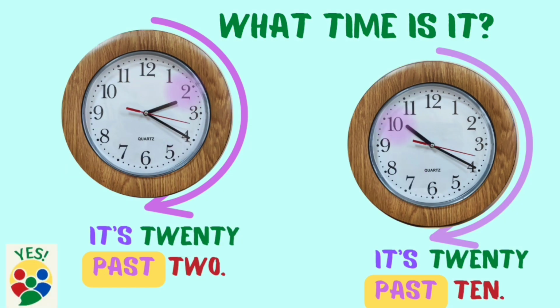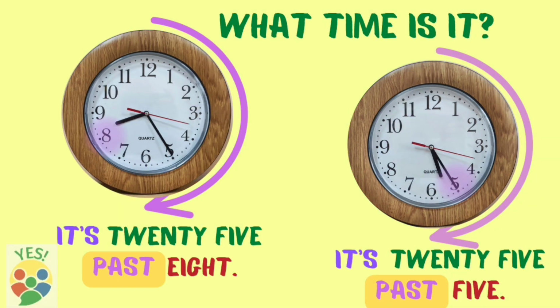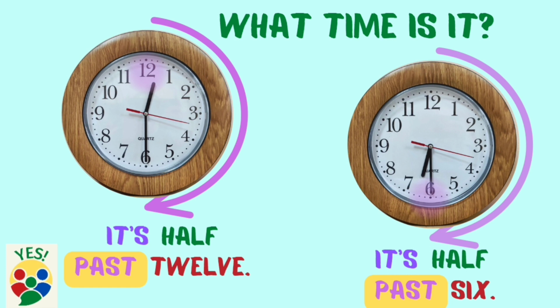What time is it? It's 20 past 2. It's 20 past 10. What time is it? It's 25 past 8. It's 25 past 5. What time is it? It's half past 12. It's half past 6.